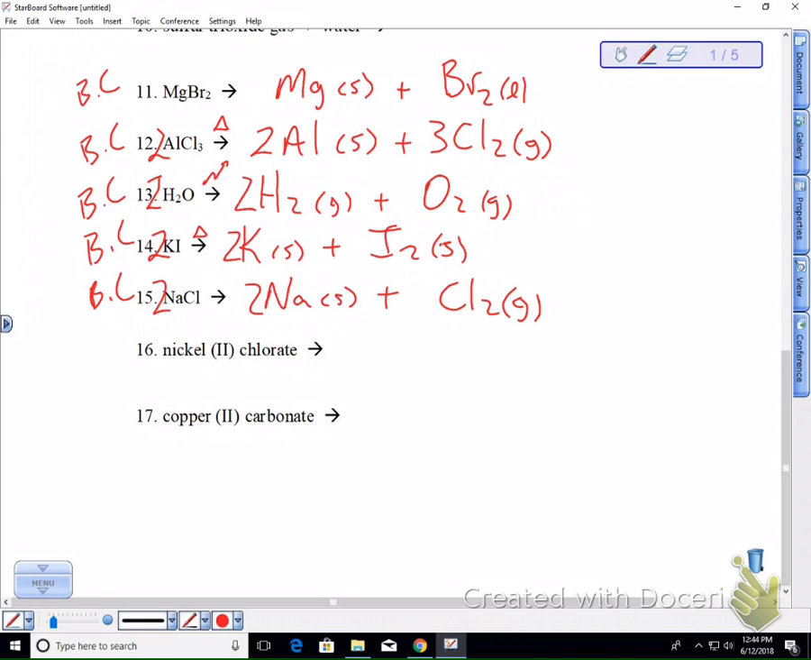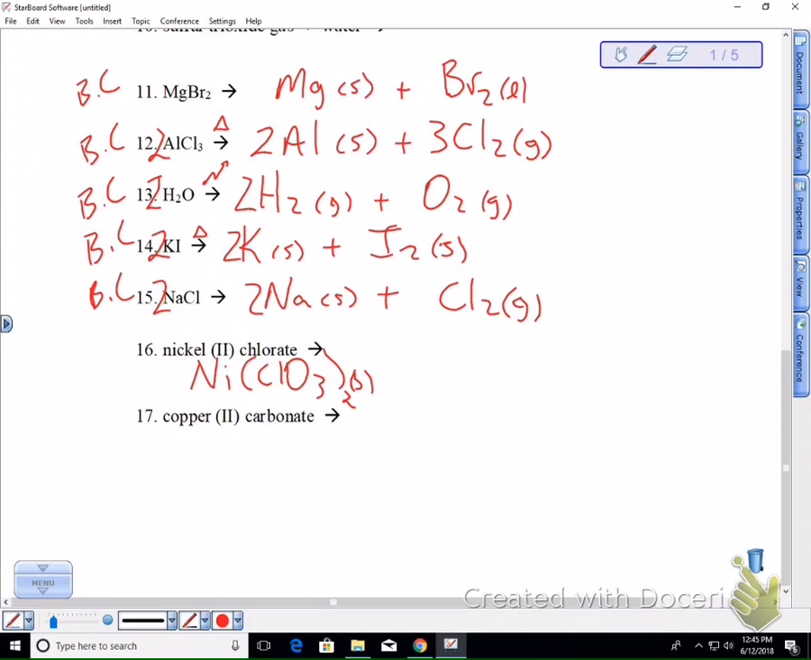Number 16 and 17 are going to be different types of compounds. These are going to be the last box under the decomposition. These are going to be ternary salts. Nickel 2 chlorate looks like this. So there is the ternary salt.